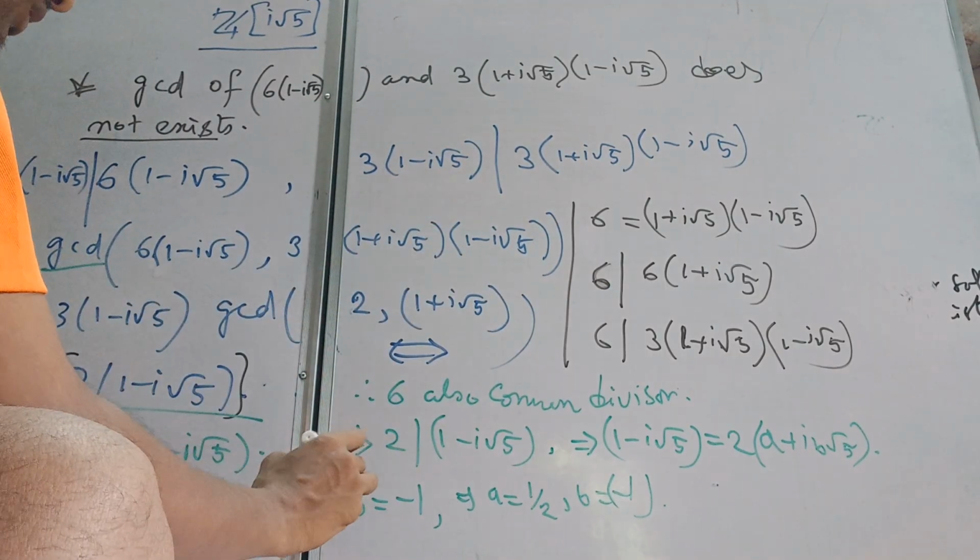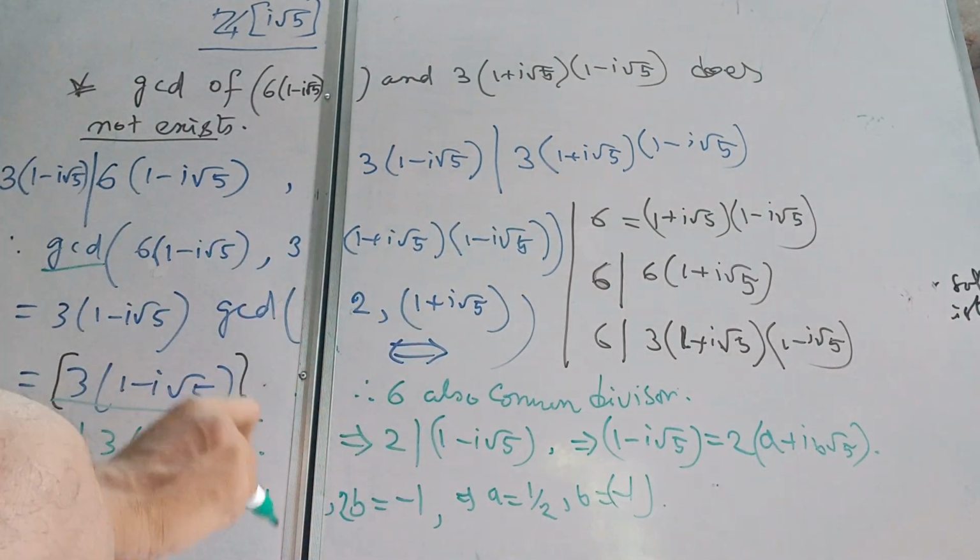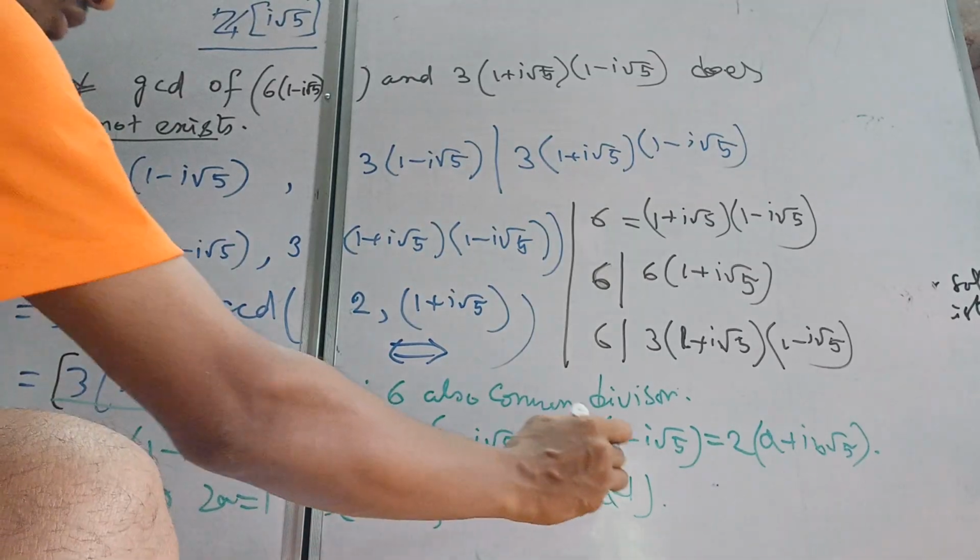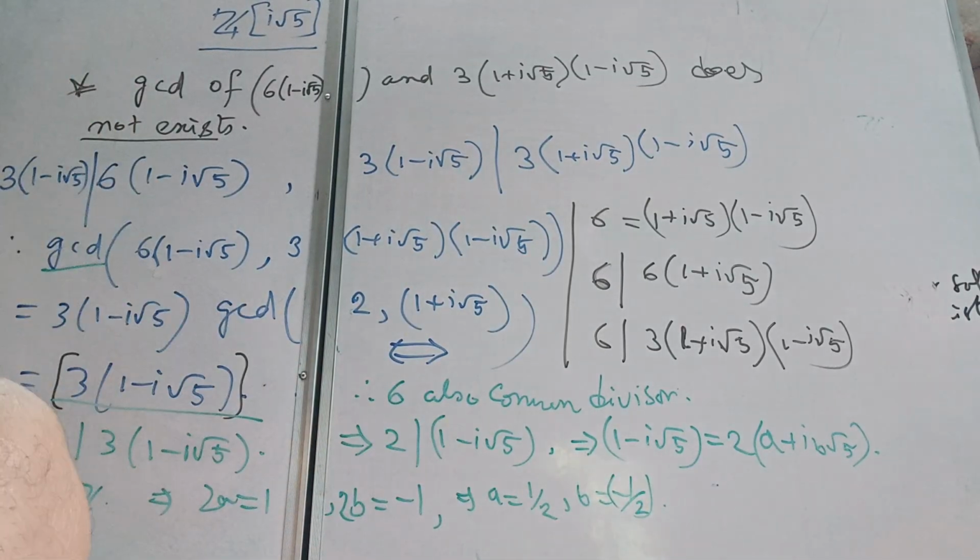Sorry, here 2b equals minus 1. That means b is also not satisfied, b equals minus half. So a, b belonging to Z is not possible.